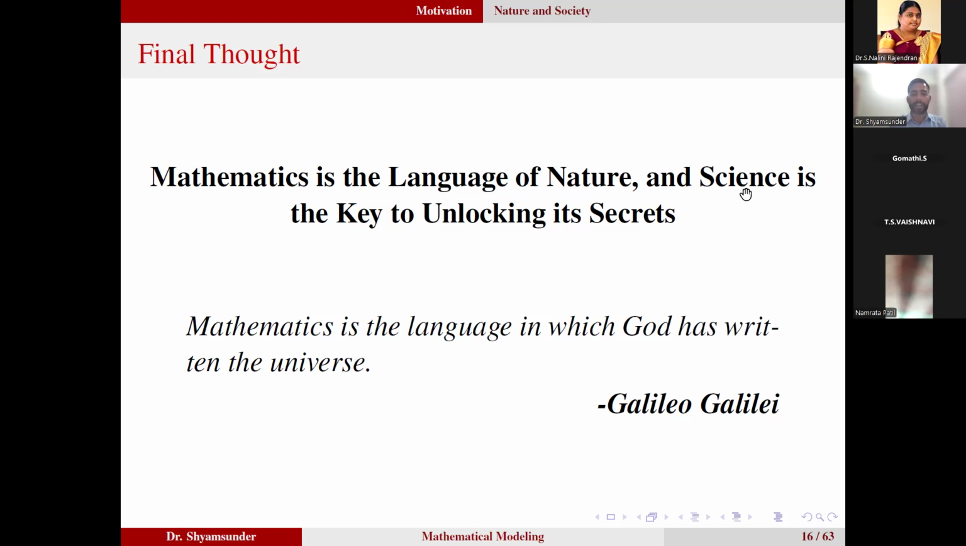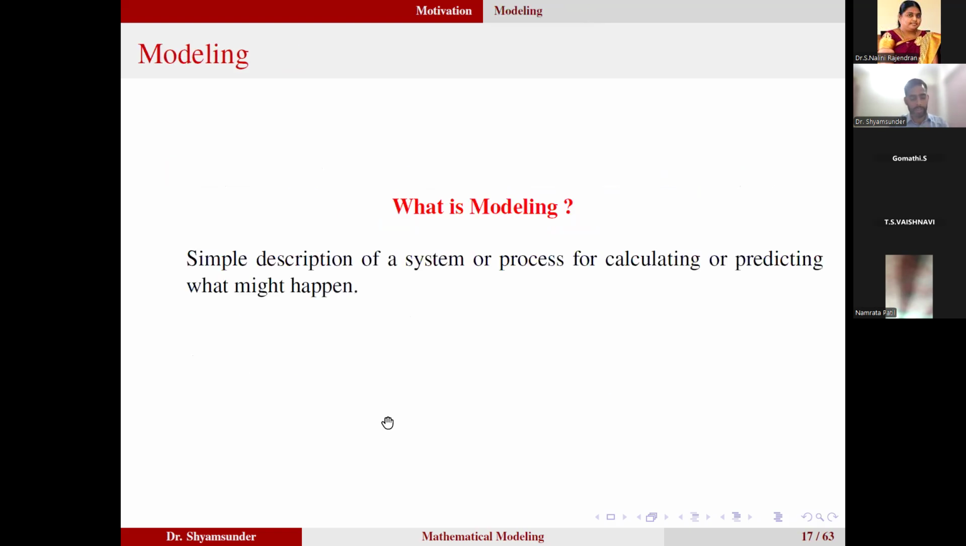They are interlinked, so they are called interdisciplinary. According to Galileo Galilei, in his famous quote, mathematics is the language in which God has written the universe. Then we start modeling, today's topic. What is modeling? A simple description of a system or process for calculating or predicting what might happen. That is known as modeling.